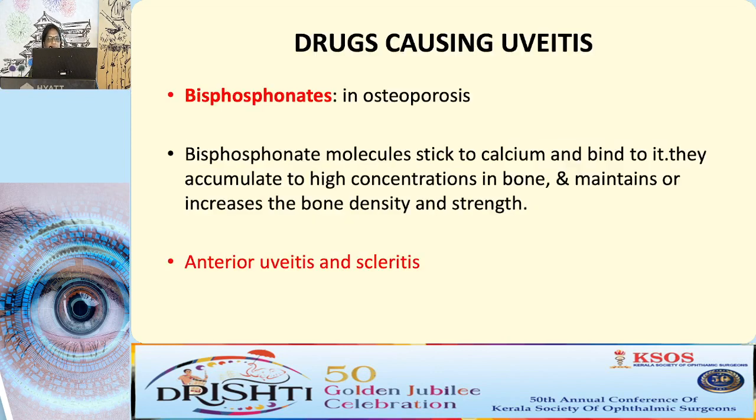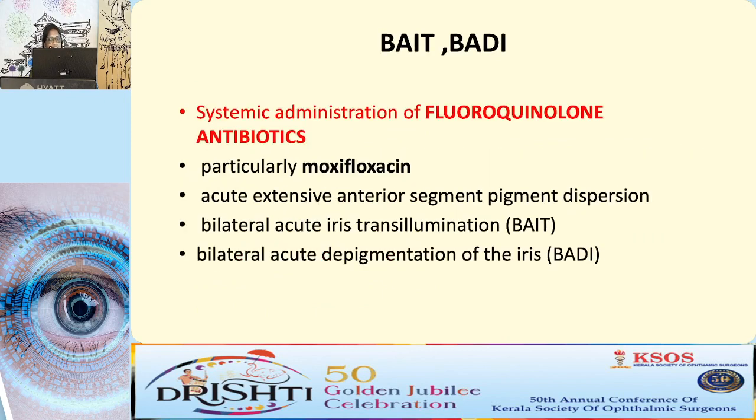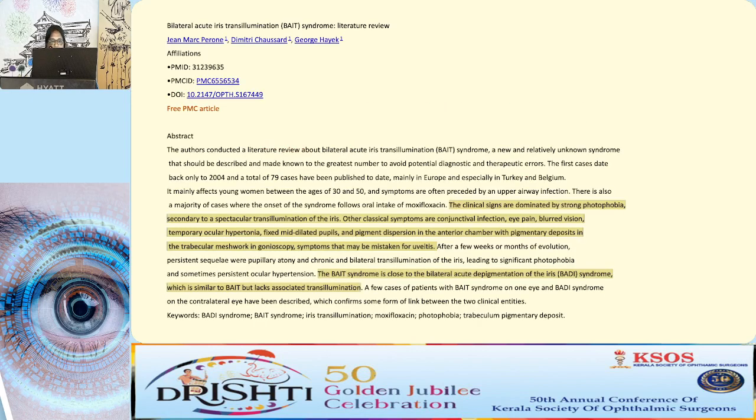Among drugs causing uveitis, bisphosphonates, used in osteoporosis, are another. Systemic administration of fluoroquinolone antibiotics, particularly moxifloxacin, can cause acute pigment dispersion, causing bilateral acute transillumination defects and bilateral acute depigmentation of the iris. It can be associated with other classical symptoms like conjunctival injection, eye pain, blurred vision, temporary ocular hypertension, and fixed and dilated pupils. Thank you, that's all.